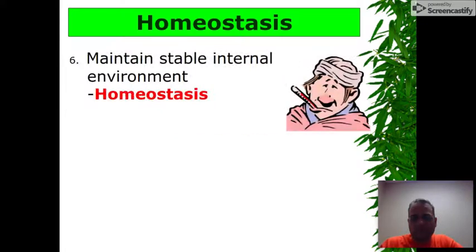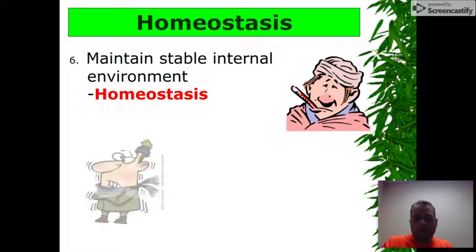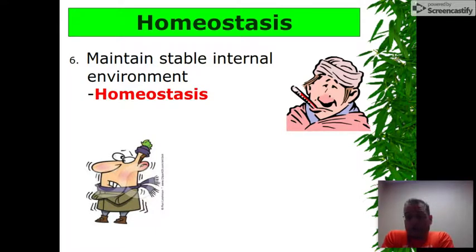Homeostasis. Basically, we want to maintain a stable internal environment. This can be done a couple of different ways. A big one would be temperature, and that's the easiest one to discuss. If it gets cold, we shiver, and that's to bring our body temperature back up to normal. If it gets too hot, we start to sweat. It helps to cool down our body.